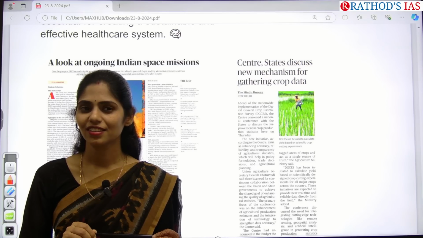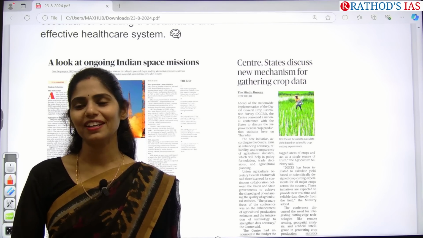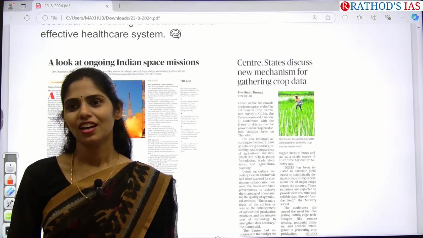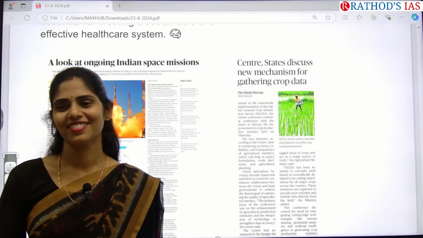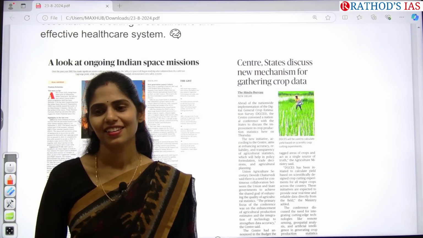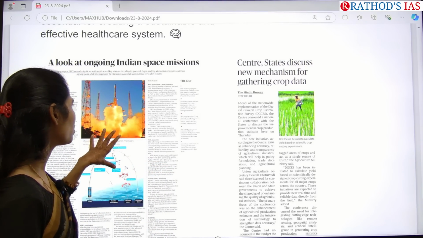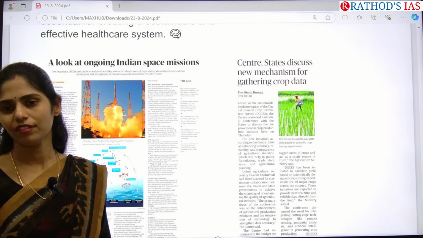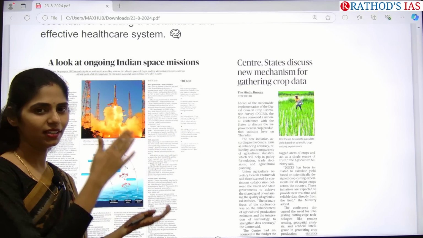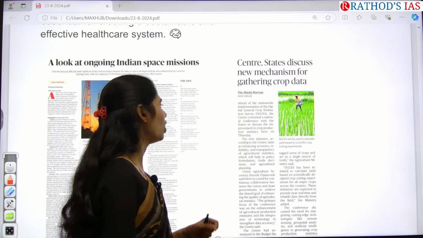Next, science and technology had been done, no? Next, the Gaganyaan mission we are going to have, right? So you have to see what are the launches of India that happened in this year and in the near future, and you have to see the successful launch of SSLV.